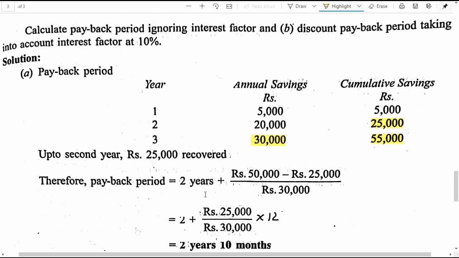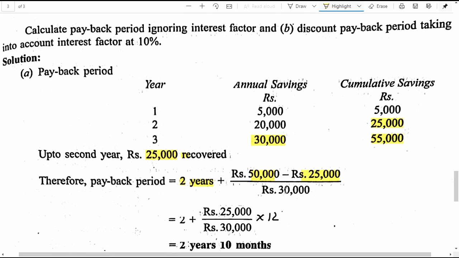Therefore, let's calculate payback period in the traditional method. 2 years. In 2 years, we can recover 25,000 rupees. Plus, what is the balance to be recovered? It comes to 25,000. The balance to be recovered is 25,000: 50,000 is the cost of the project, minus 25,000 which has been already recovered till the end of the second year. Therefore, the balance 25,000 we are going to recover through the cash inflow of the third year.